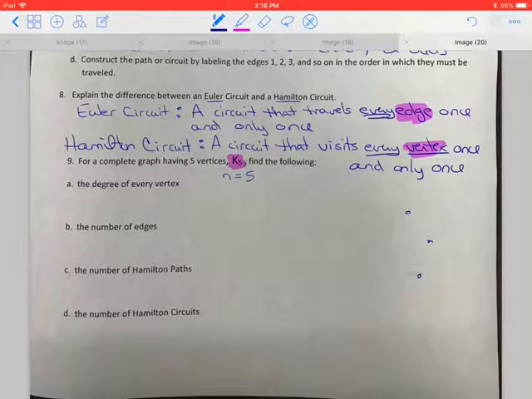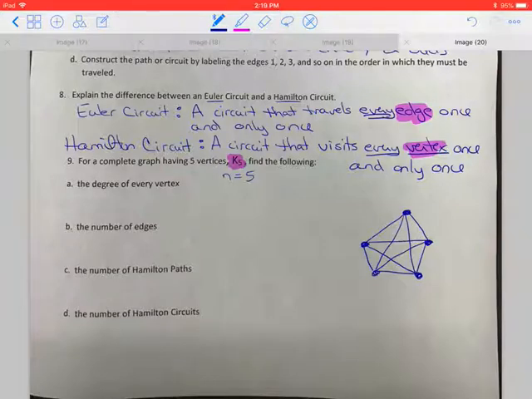You would just draw out 5 points, and you would just connect each point to each other point. Okay, so this is a really messy drawing, but we can see this is kind of what K5 looks like. All right, so we've got some formulas here.